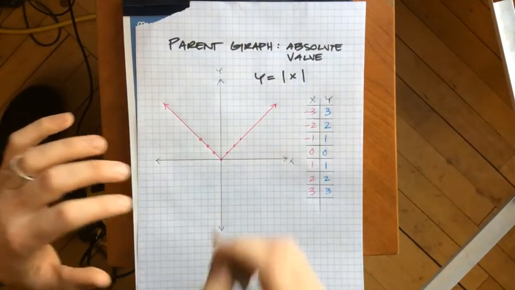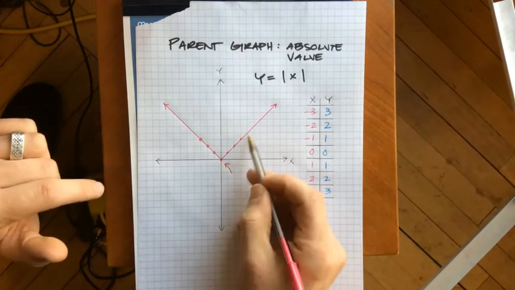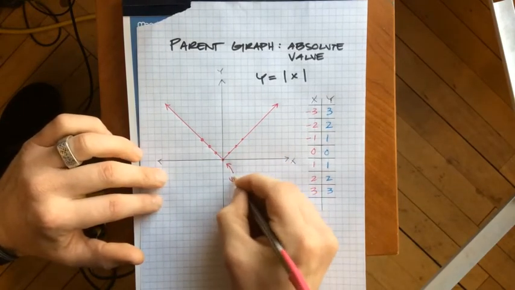Now, one of the vocabulary words you need to know is this point right here where it turns. We're going to call that the vertex.